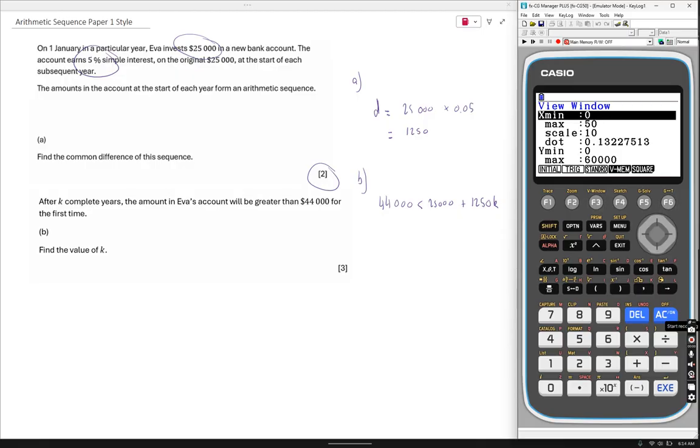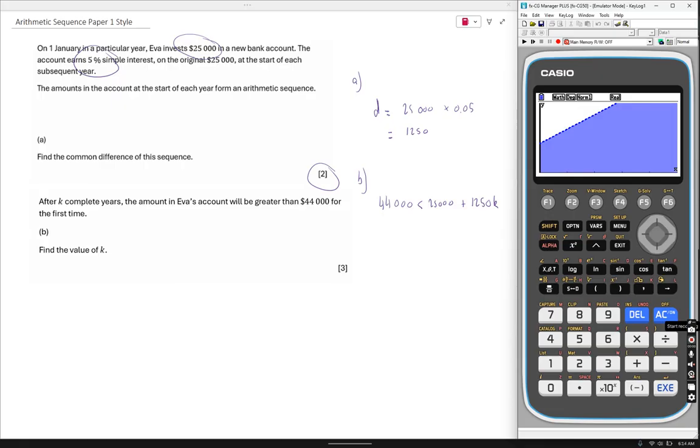Just quickly check the view window. So view window goes from 0 to 60,000. I had already changed this before we started the question. So 60,000, why have I chosen 60? Because I need a number that's larger than 44,000. And I don't know how many years it's going to take. So I've just done from 0 to 50, and then we'll see what we get in a moment.